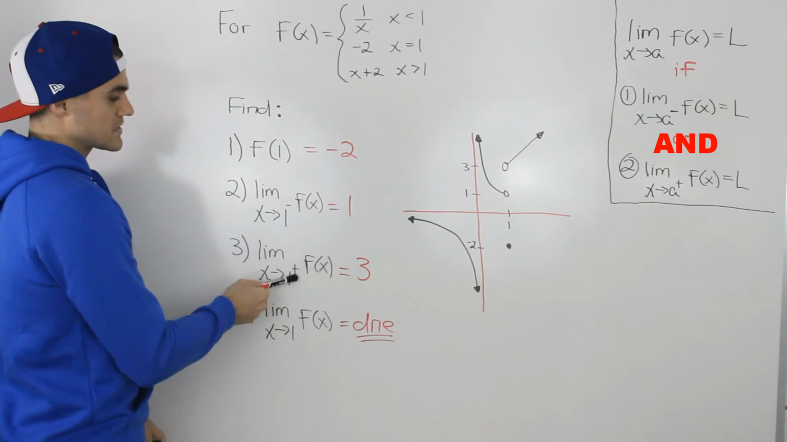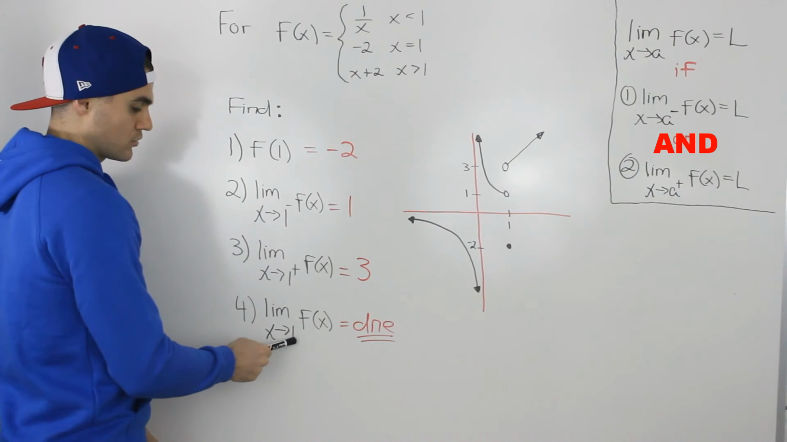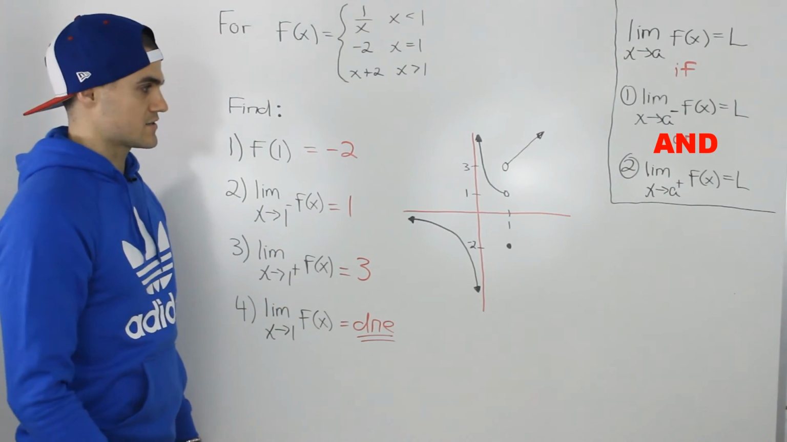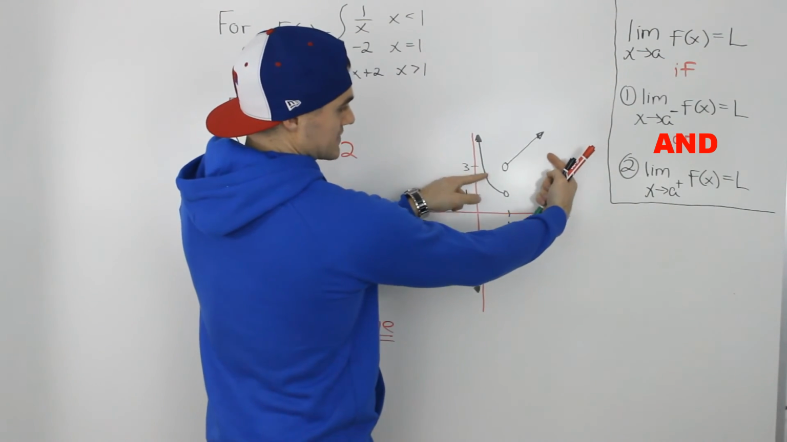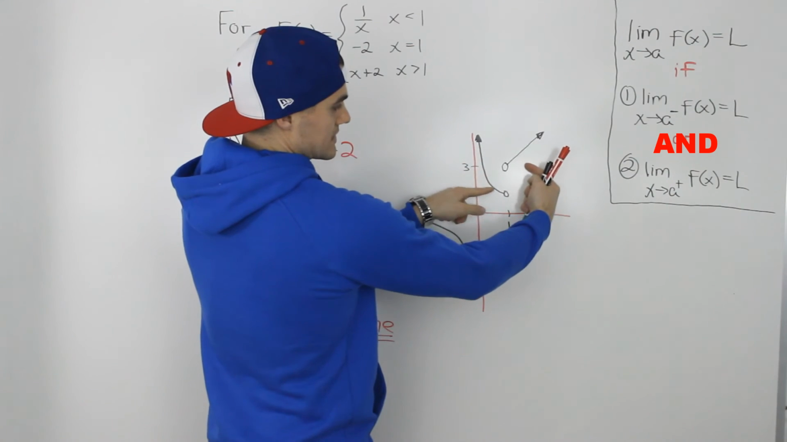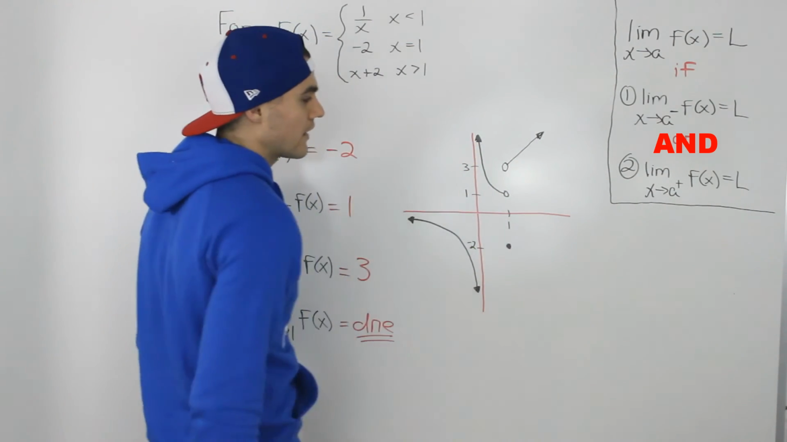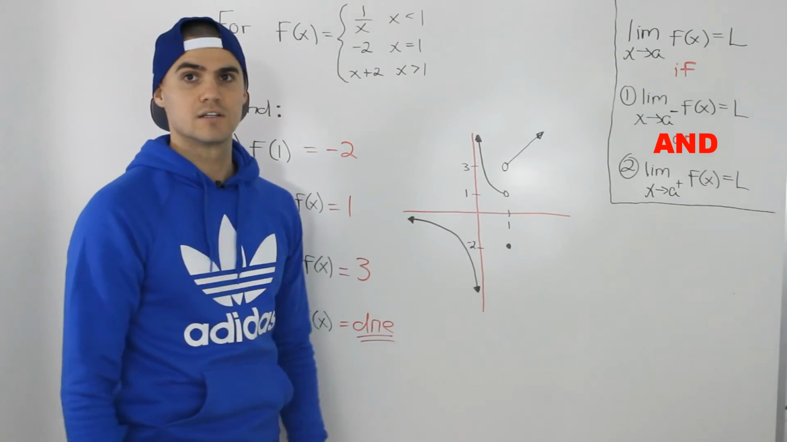So even though these one-sided limits exist, because they're different, the limit as x approaches 1 does not exist. And you can see that it doesn't exist from the graph as well. As we approach this 1 from both the left side and the right side, notice how we're approaching two different y values. So the limit as x approaches 1 of this function does not exist.